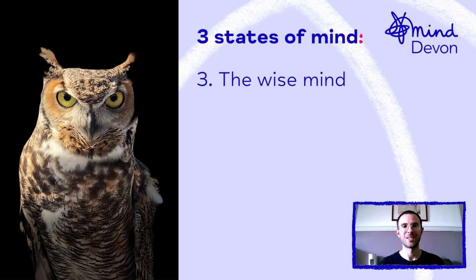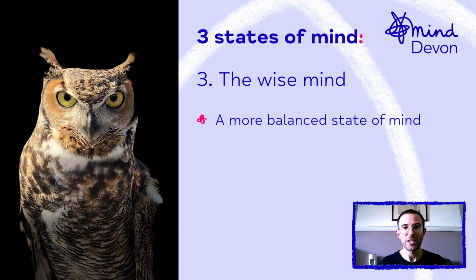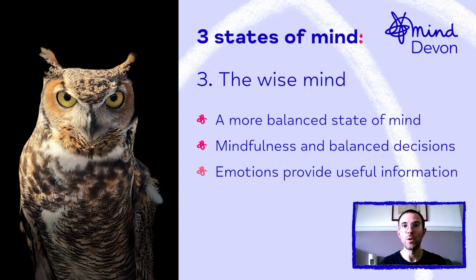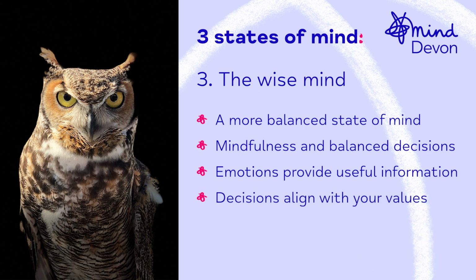Wise mind. Wise mind is a balanced state that combines both emotional and rational aspects. It represents a state of mindfulness and balanced decision making. When in wise mind, you are in touch with your emotions and can use them as valuable information without being controlled by them. You make decisions that align with your values and aspirations.